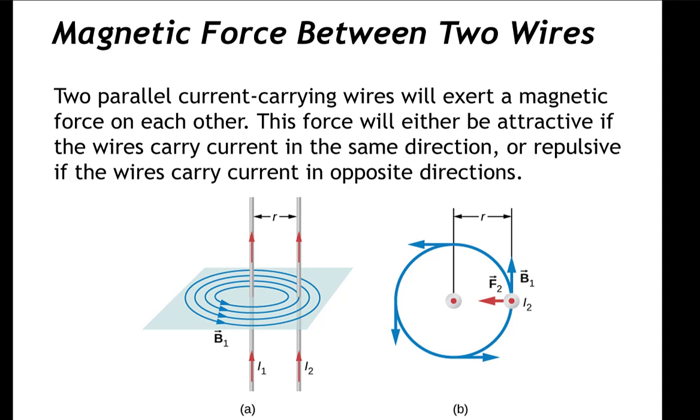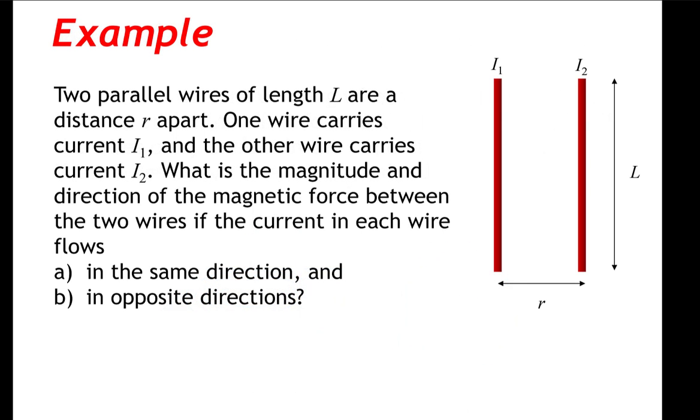Let's explore this behavior by doing an example. Two parallel wires of length L are a distance r apart. One wire carries current I1, and the other wire carries current I2. What is the magnitude and direction of the magnetic force between the two wires if the current in each wire flows in the same direction and in opposite directions?